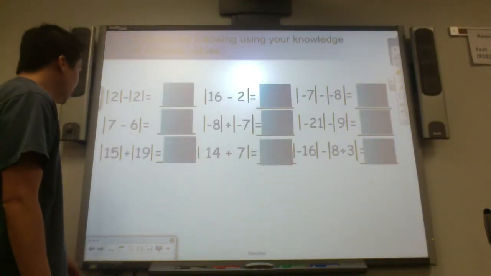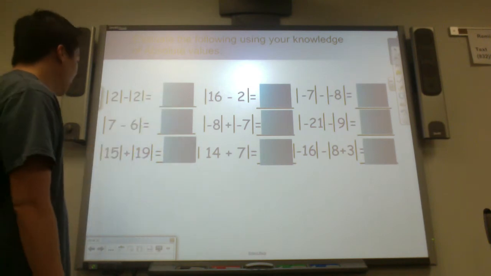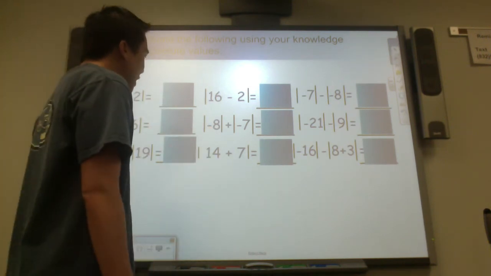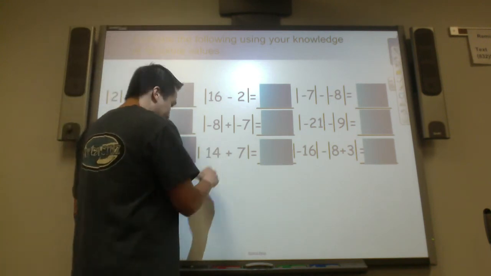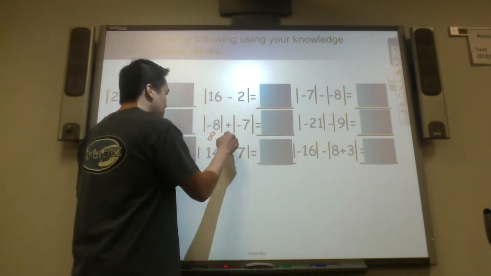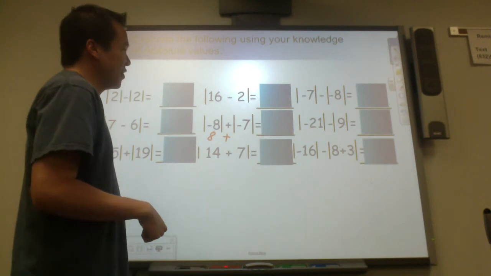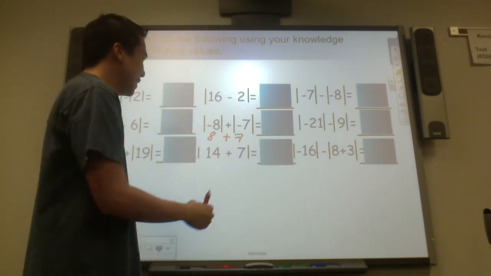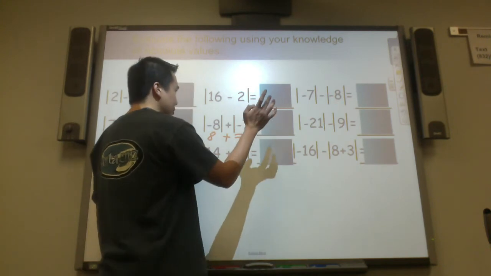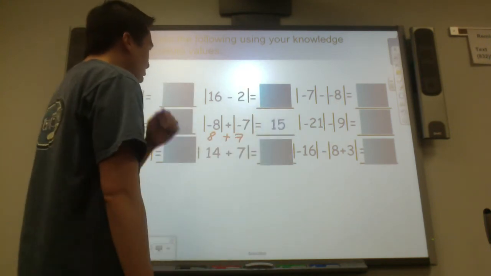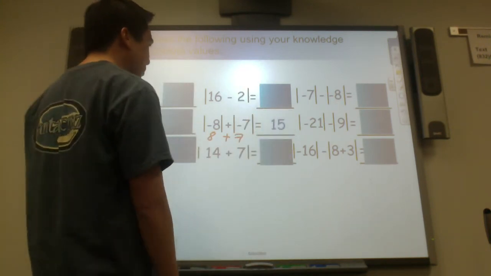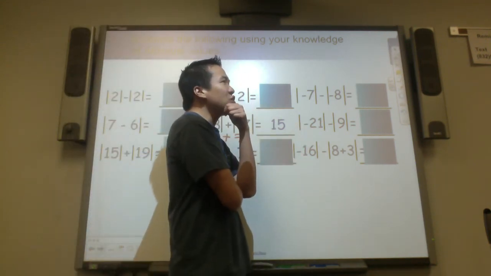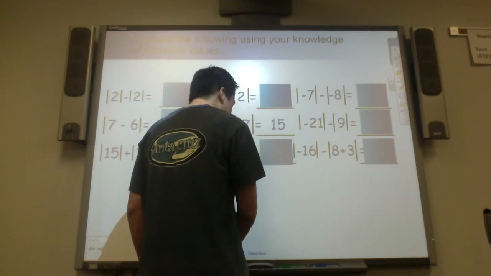Let's try a different example, more expressions. So let's try this one. Negative 8 is how many units from 0? It's 8, plus negative 7 is 7 units from 0. So the total distance will be 15? It is. What about this one? Negative 16. How many units from 0 is it? It's 16 units from 0.